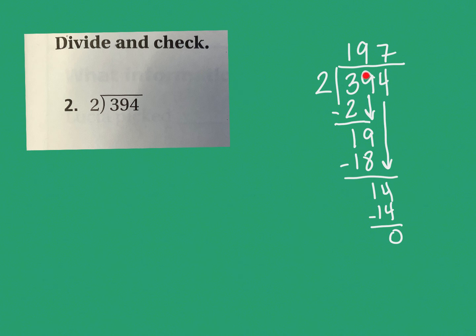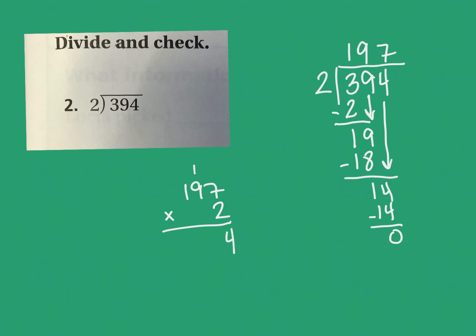This is saying that 394 divided by 2 is 197. That is the answer. Now, how do I check it? I'm going to take the 197 and multiply by 2 because multiplication is the inverse or the opposite of division, so it better work, right? So we'll do that. 2 times 7 is 14.